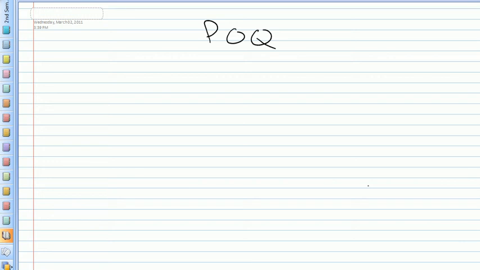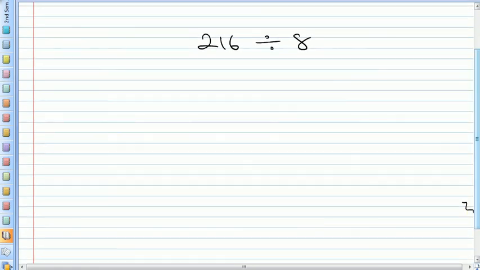Now, the algorithm that I want to look at today is an alternative for traditional long division. First, let's set up our problem. We're going to have 216 divided by 8. Okay, so first things first, we're going to set this up for long division.